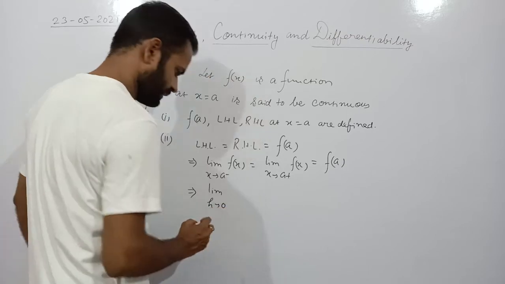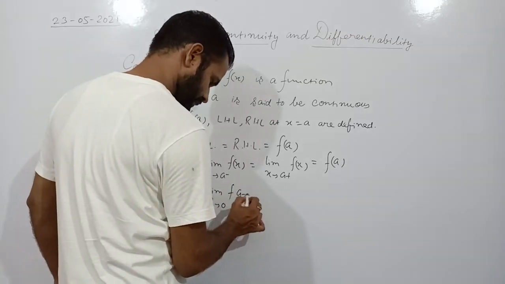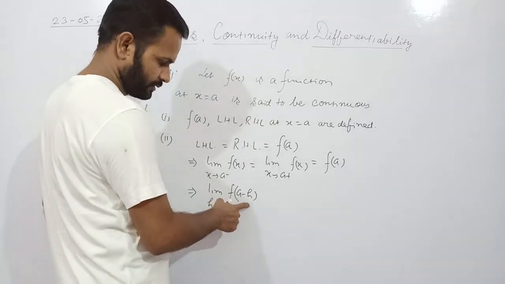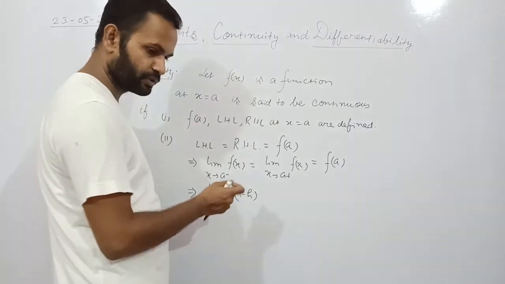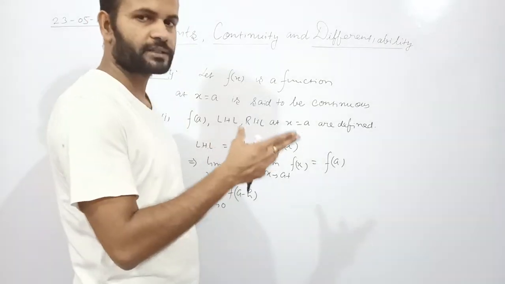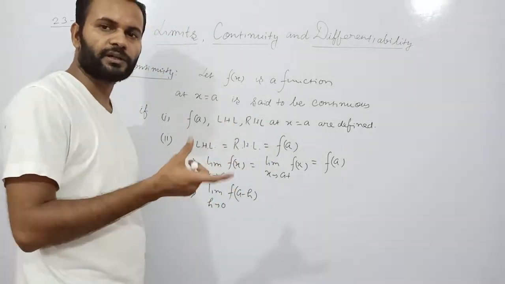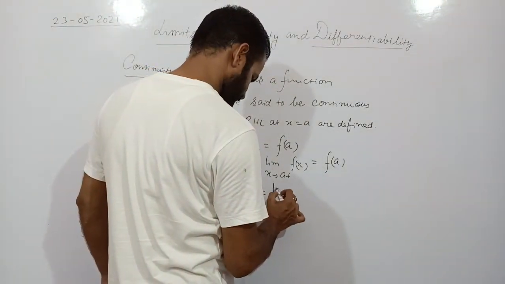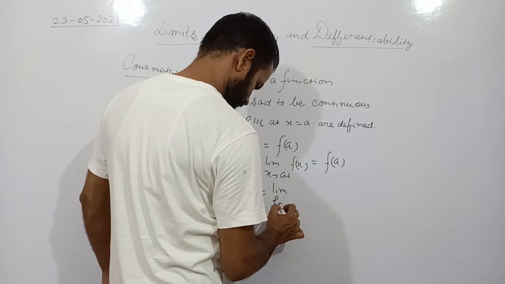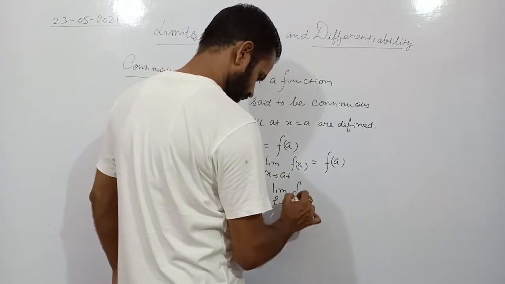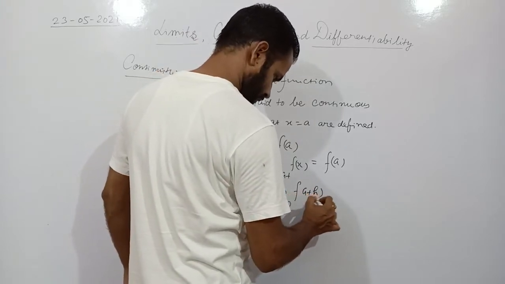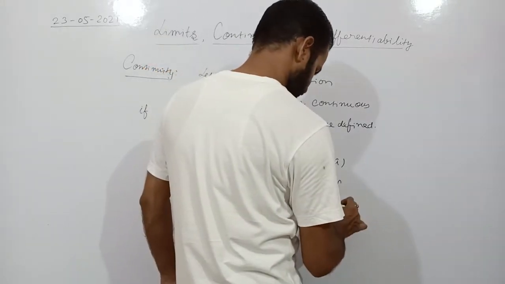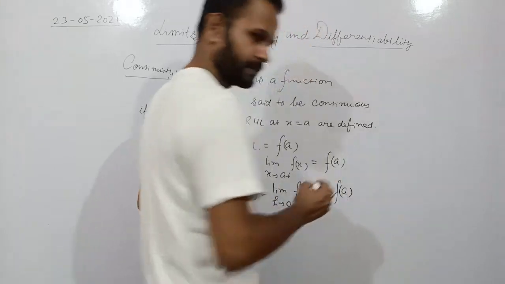Or also we can write this situation by modifying the limits as a minus h, which you know very well, it moves from the left side towards the value of x at which the continuity or differentiability is to be calculated. f(a plus h) equals f at a.